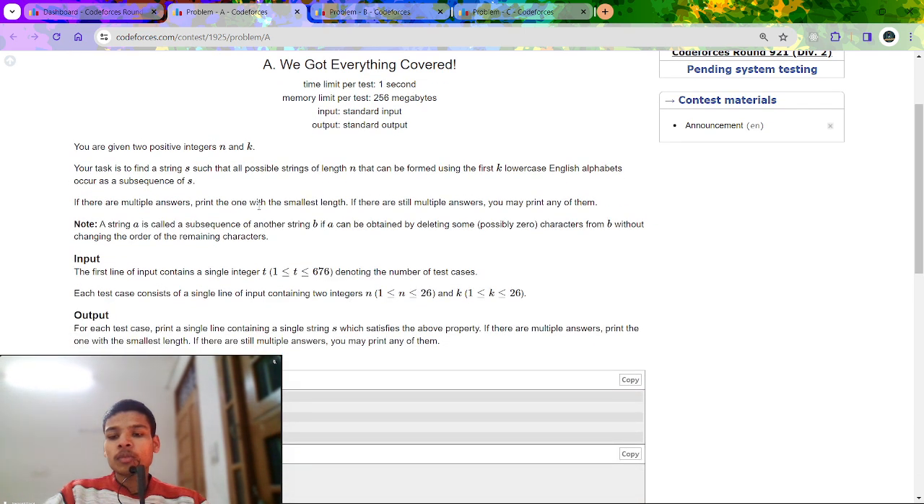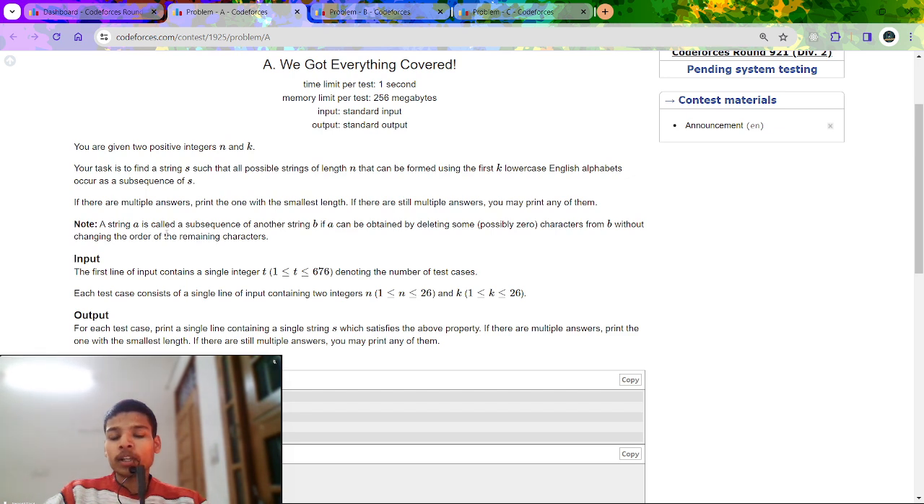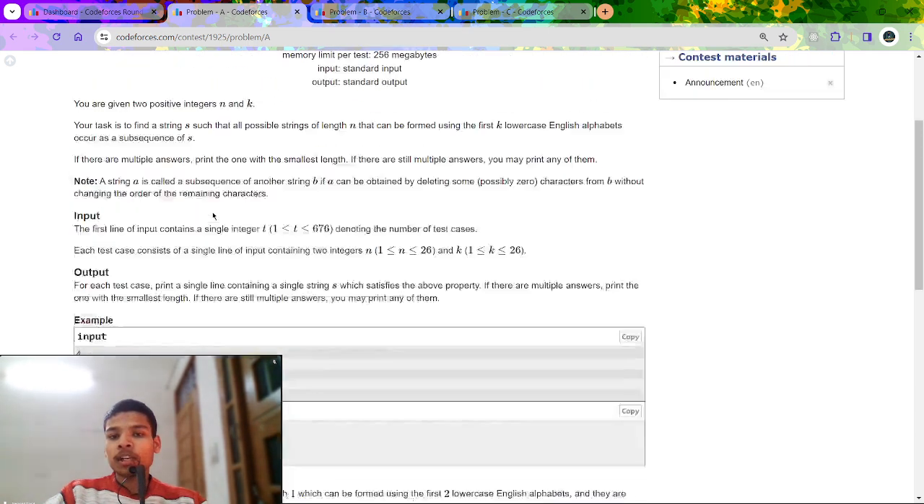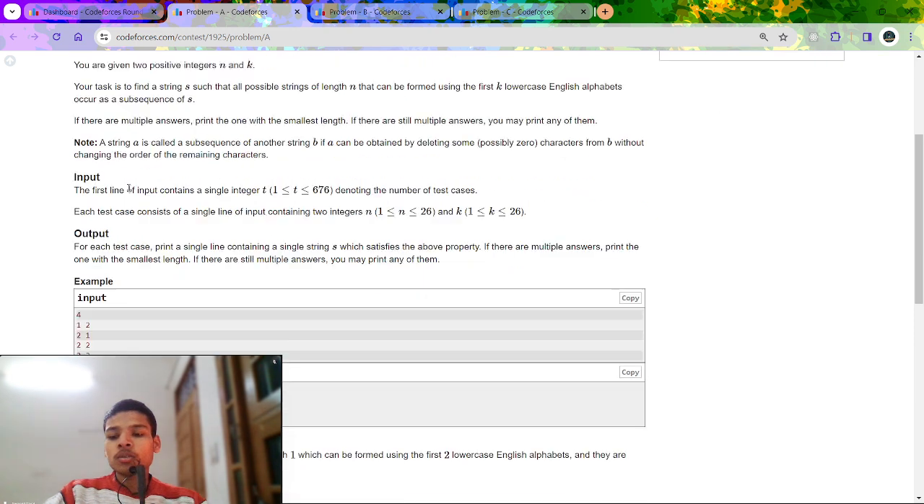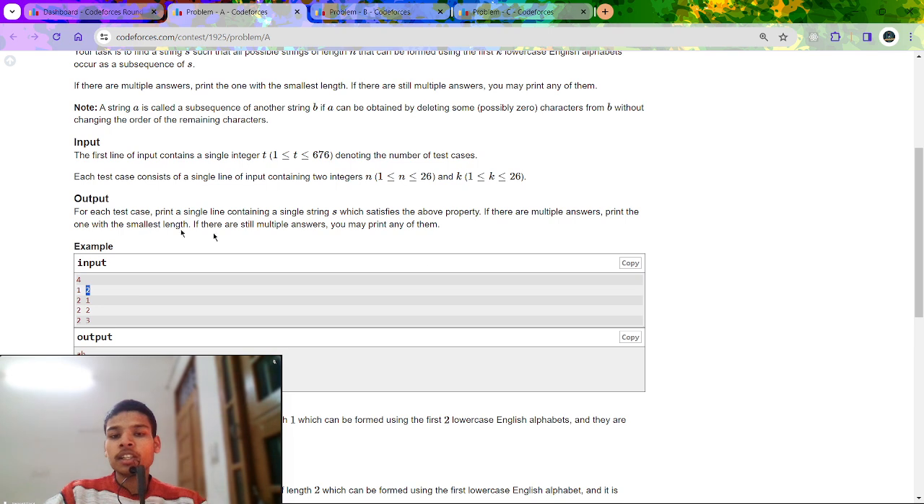Then what I have to do is find all the subsequences of length n which I can form from a and b. For example, in this case I have n is 1 and k is 2, which means all the subsequences of length 1 which I can form from a and b. So what is the minimum length string possible, so that every subsequence which I can form using these k letters exists in that string s?